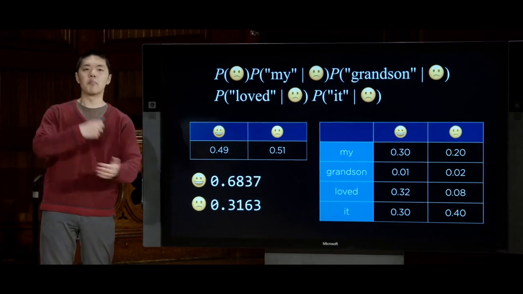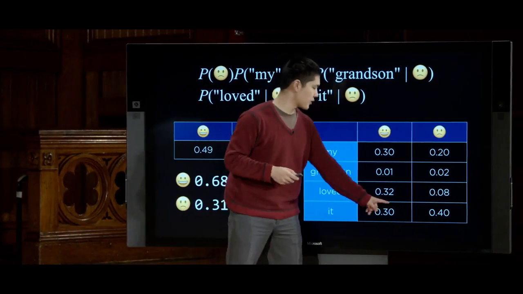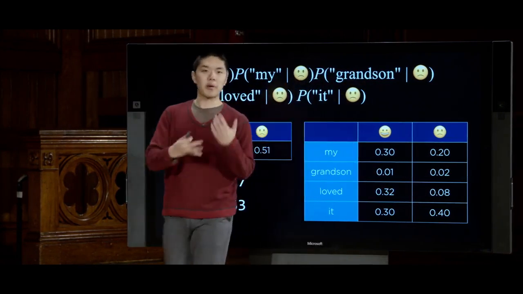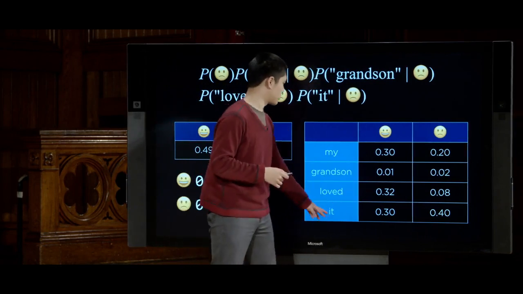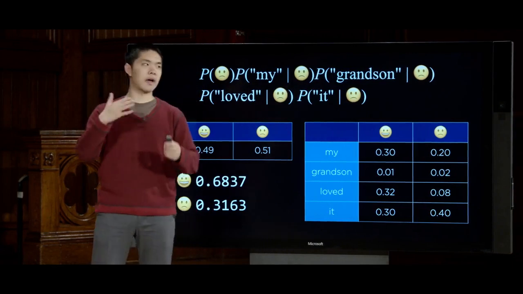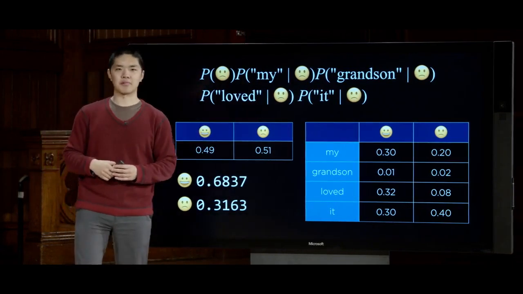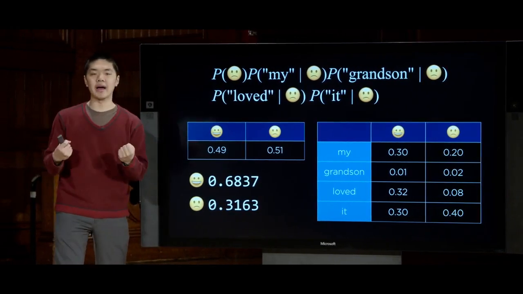Well, it seems like we're more confident than not because the word loved showed up in 32% of positive messages, but only 8% of negative messages. So that was a pretty strong indicator. And for the others, while it's true that the word it showed up more often in negative messages, it wasn't enough to offset that love shows up far more often in positive messages than negative messages. And so this type of analysis is how we could apply naive Bayes.